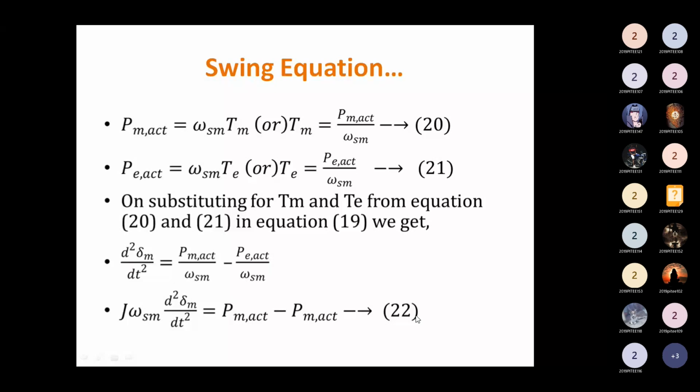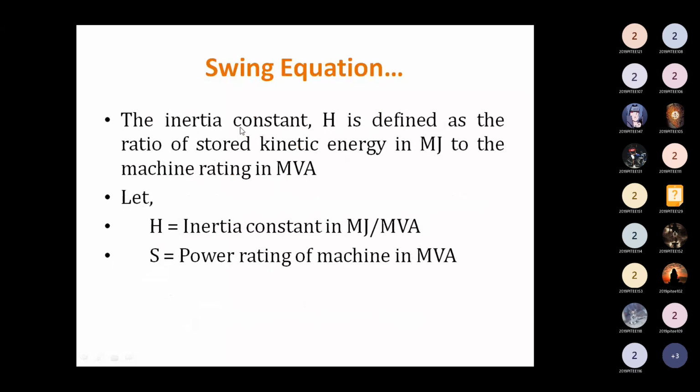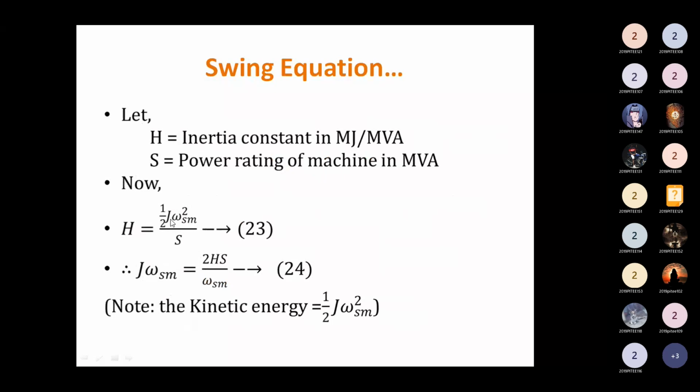So now I am introducing the inertia constant again in the equation, inertia constant H, in megajoules per MVA, and the power rating is in MVA. So H we know is 1 by 2 J omega sm square by S, equation number 23. From this I can extract my J omega sm. So J omega sm is 2 HS by omega sm, equation number 24. We know that the kinetic energy is 1 by 2 J omega sm square. So the kinetic energy KE by S is your H.